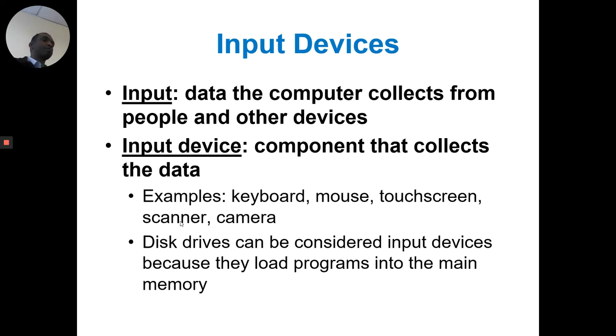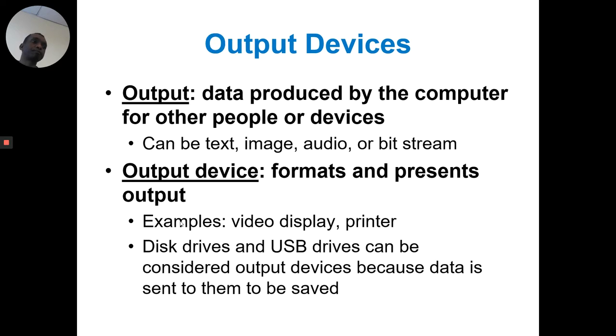So we discussed input devices, all right? Data the computer collects from people and other devices, and then components that collect basically the data. So keyboard, mouse, touchscreen, scanner, camera. Disk drives can be considered input devices because they load programs into the main memory. And the output devices, so data produced by the computer for other people or devices. It can be text, image, audio, or bit stream. So here you have some examples.